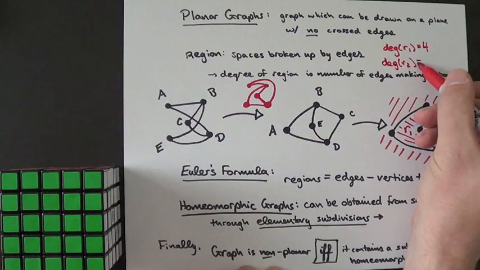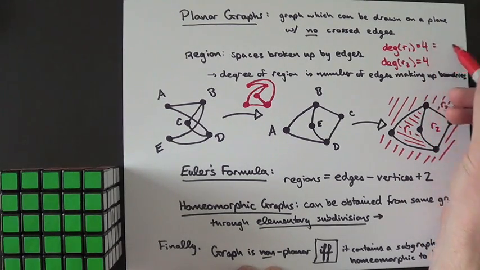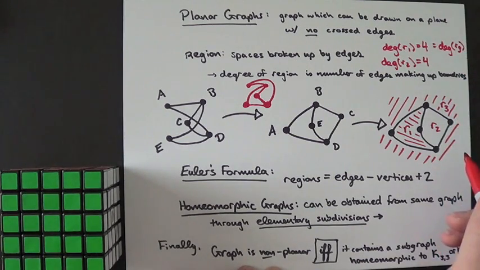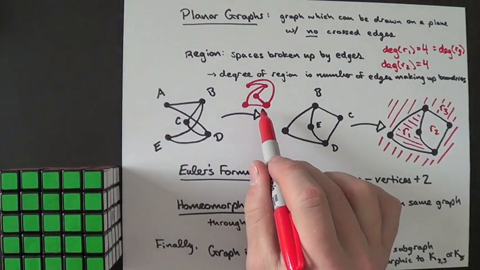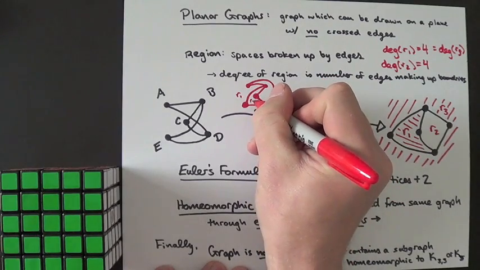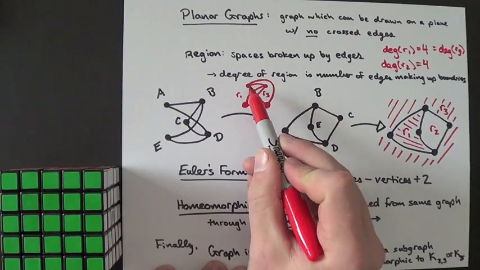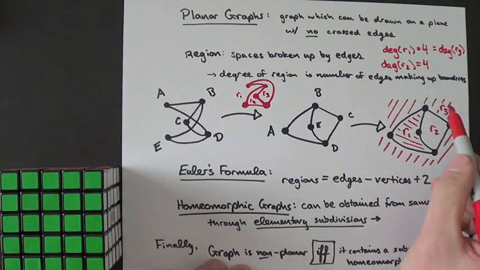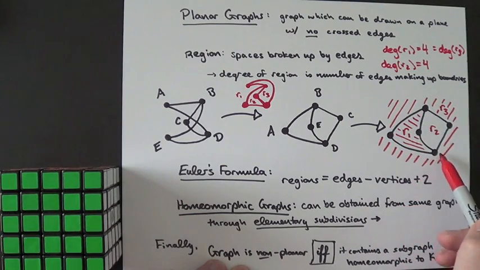Degree for R2: 1, 2, 3, 4 edges. And this happens to be the degree for R3 as well. Now those outermost edges can be a little bit more complicated, but again, if we were to view this in a slightly different manner, like over here, this is now R1 out here, R2, and R3, and we can see that R3 has 1, 2, 3, 4 edges bordering it. So the outside one could be a little bit more complicated, but it's essentially the edges on the outside of the figure.